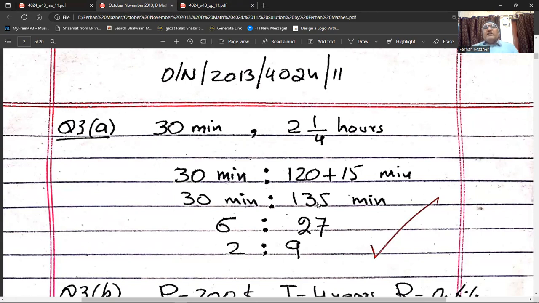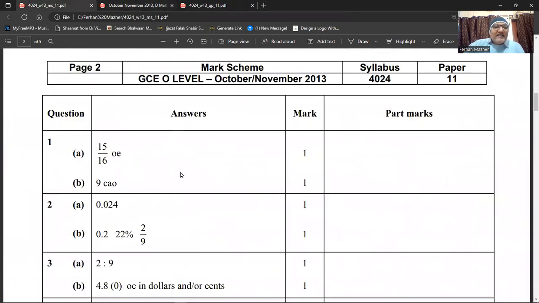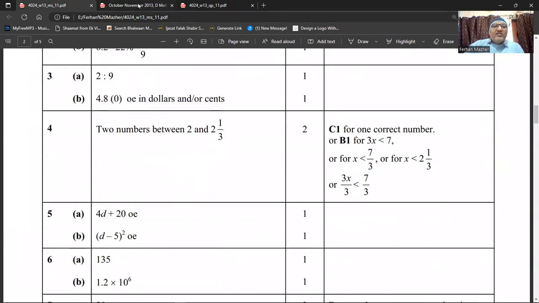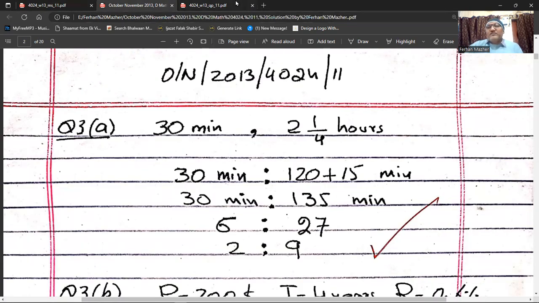You can cancel it with the table of 5, and it will become 6 and 27, and you can cancel both of them with the table of 3, so you will have 2:9. So 2:9 is our answer, and it is the right answer. This is the solution.